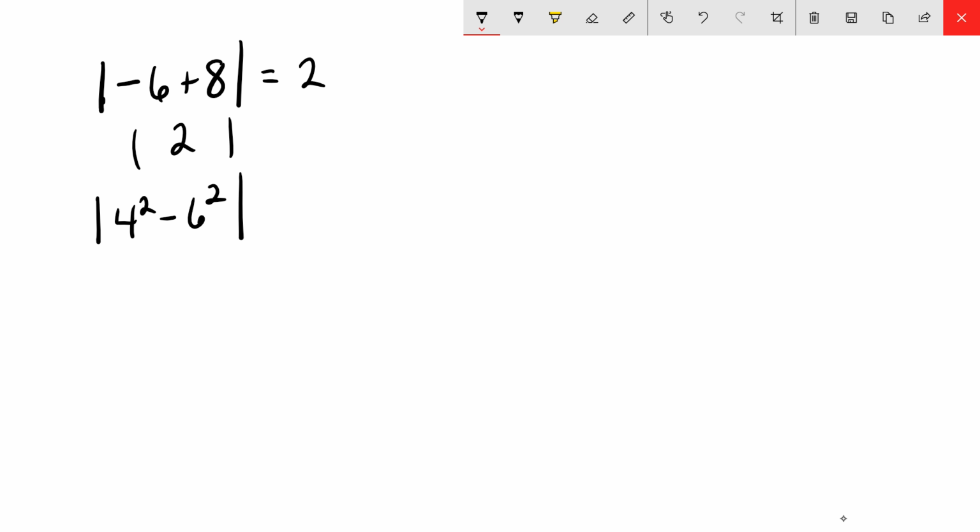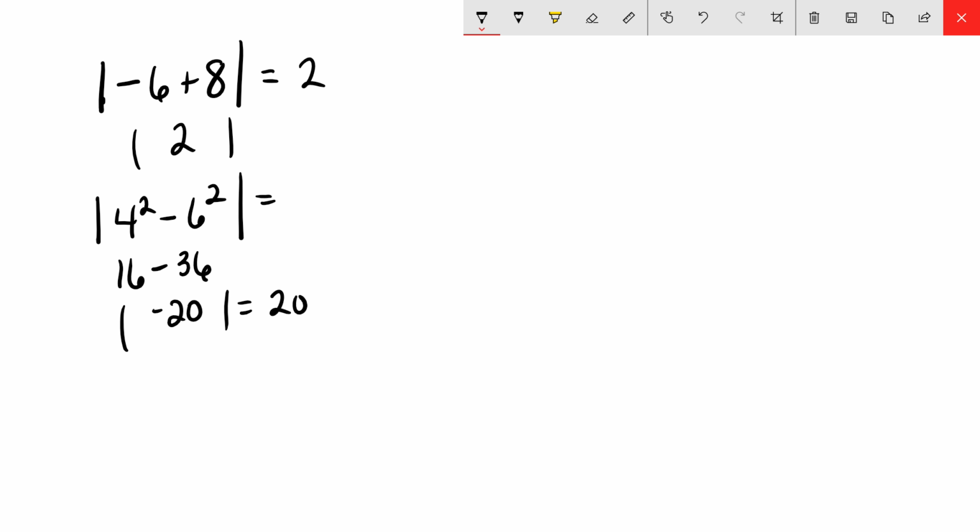How about if I have the absolute value of 4 squared minus 6 squared? Stop the video for a second and work that out. I'm going to assume you stopped the video. 4 squared is 16 minus 36, so this is going to come out to be -20, but I'm looking at the absolute value of that, so that's going to equal positive 20.